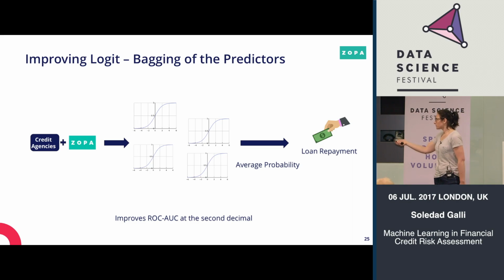And here I put a thing that improves the ROC-AUC at the second decimal. If you are familiar with the ROC-AUC, improving at the second decimal is actually quite a big improvement. We'll go back to the ROC-AUC in a minute.